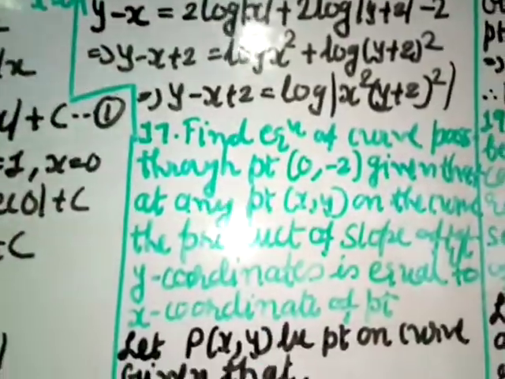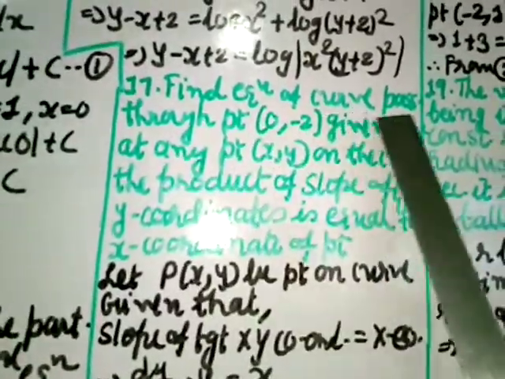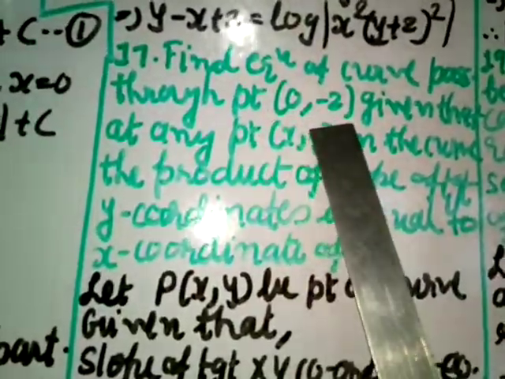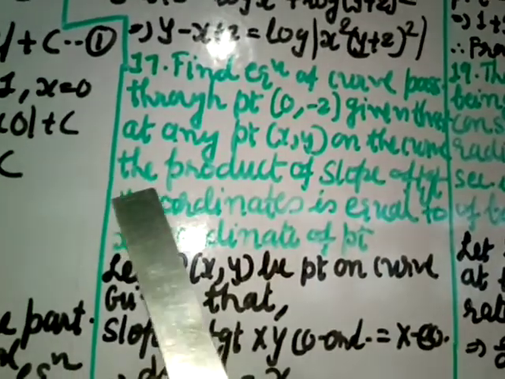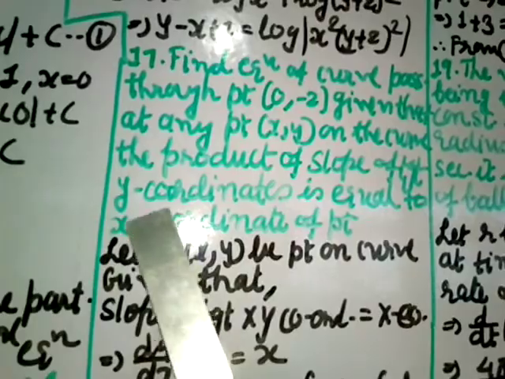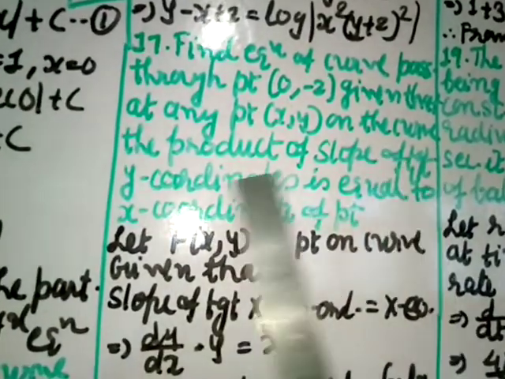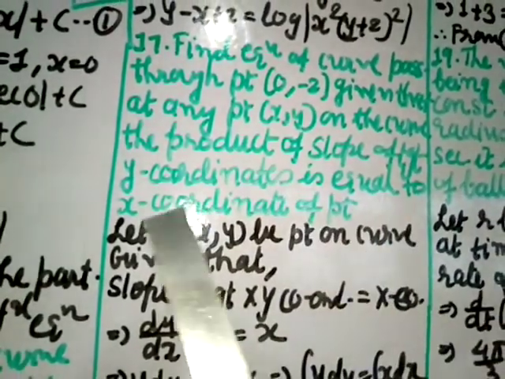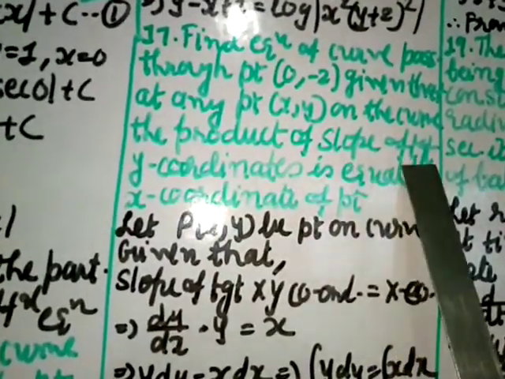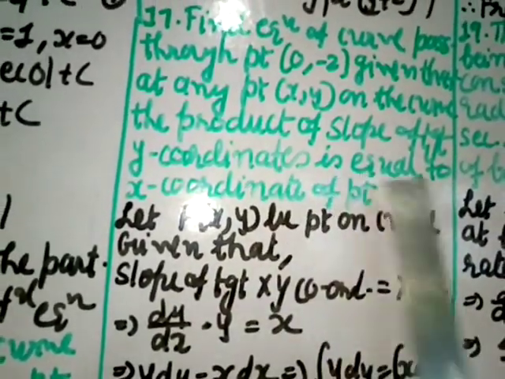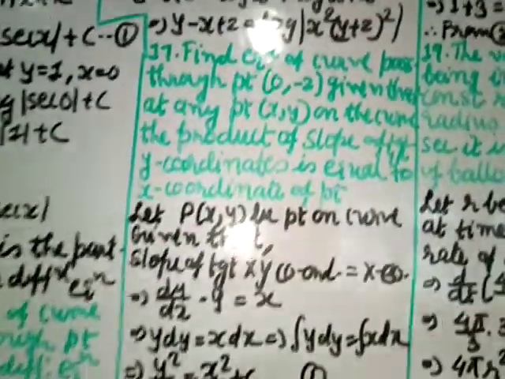Question number 17. Find the equation of the curve passing through the point 0, minus 2, given that at any point x, y on the curve, the product of the slope of the tangent and the y coordinate is equal to the x coordinate of the point. So they have said the product of the slope of the tangent and the y coordinate is equal to the x coordinate of the given point.